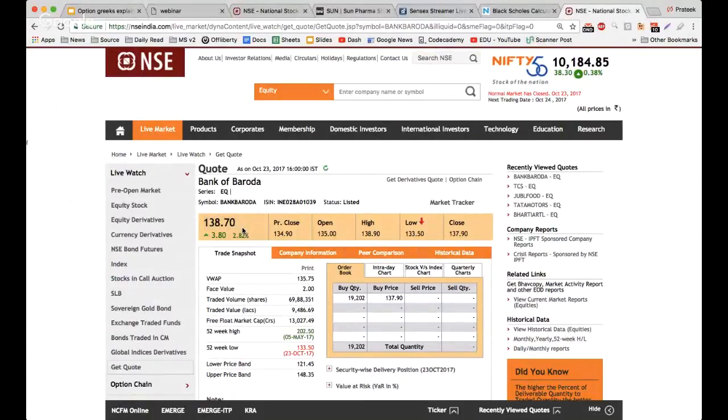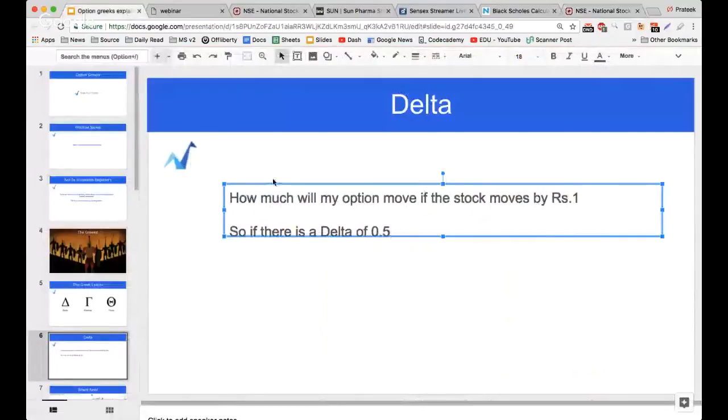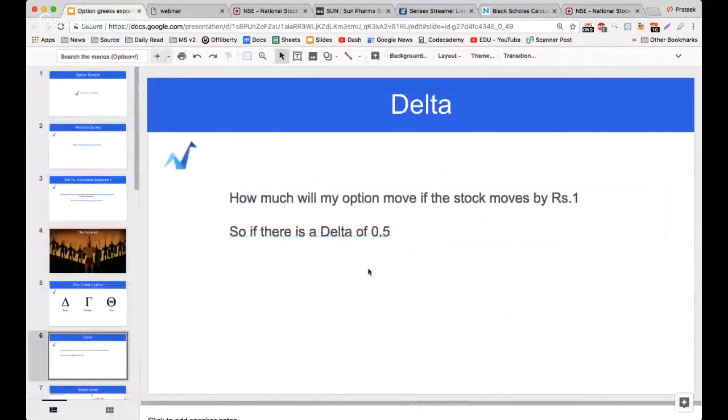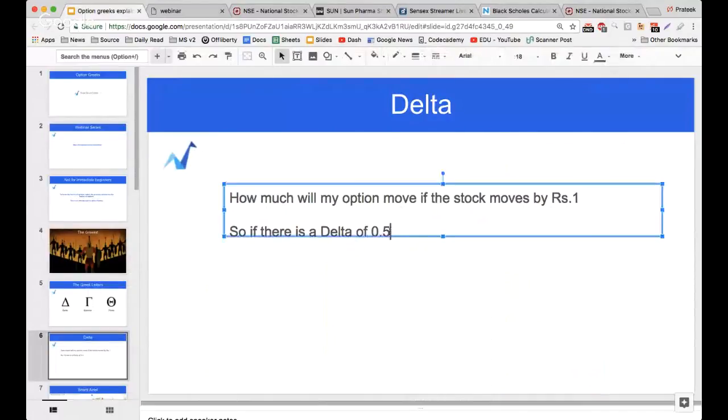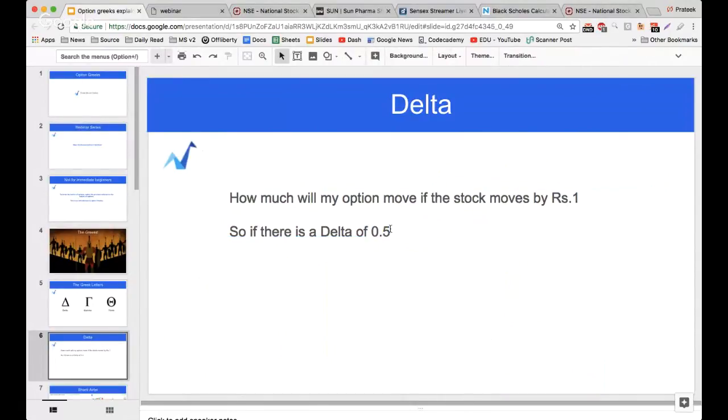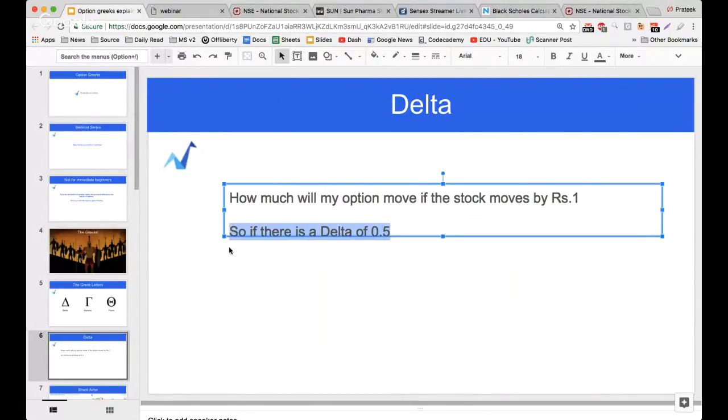Now, the delta keeps changing depending on where your strike price is. As you move in and out of your strike prices, the delta keeps changing. There are a few rules of thumb. When you're in the money, the delta is different. When you're out of the money, the delta is different. We won't get into that, but this is what it is.